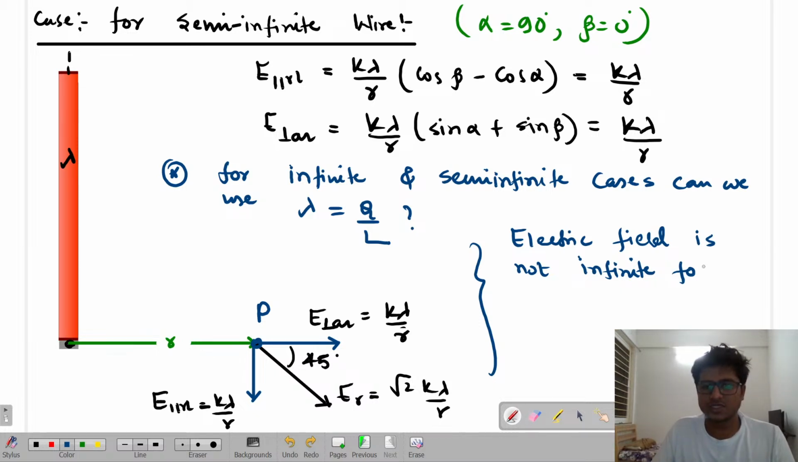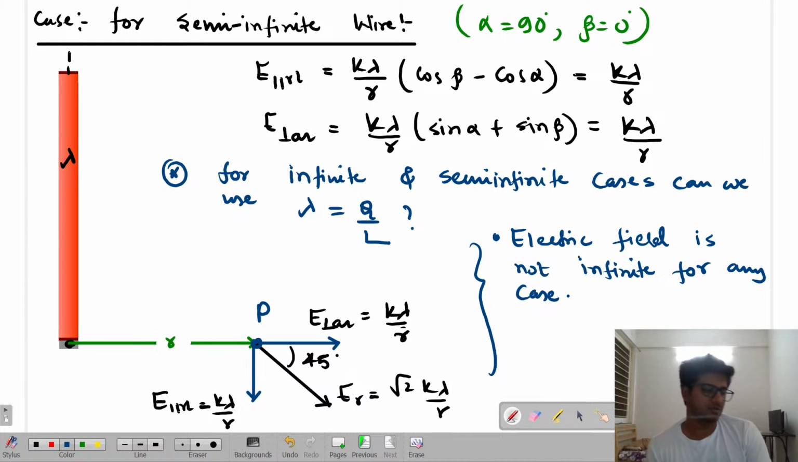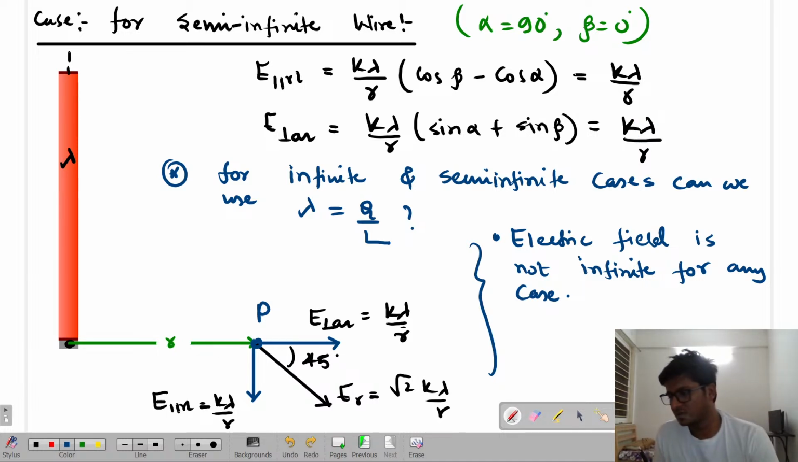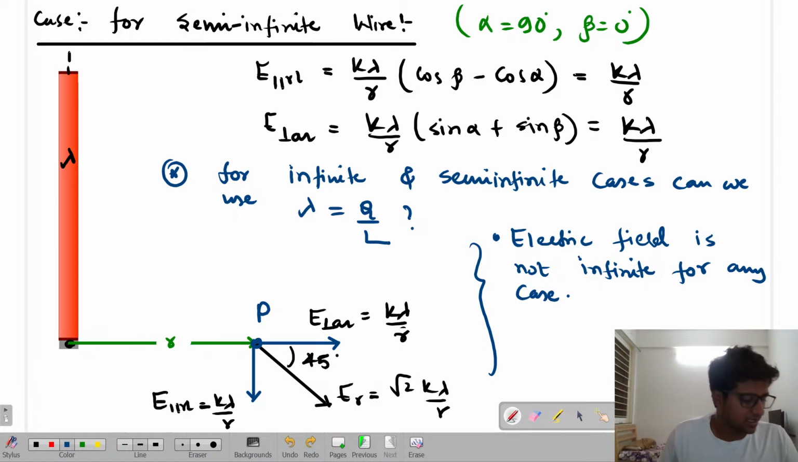Okay, you can't produce an infinite electric field. Is that clear? This is why we can't use Q by L form for the infinite case. Only lambda can be used. Just the linear charge density will be given to you. Use the density term, but do not use Q by L because L is infinite. This is why we brought in the density, because the whole thing can be turned into terms of density.